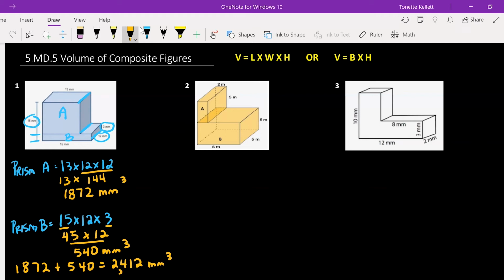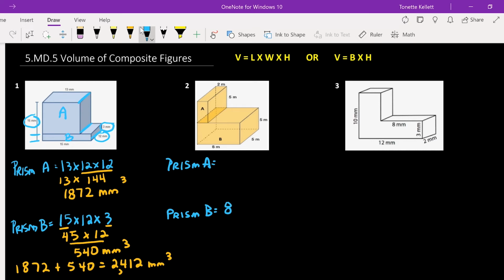All right, let's take a look at number 2, the second example. Again, it's already labeled the prism A and the prism B, so I'm going to write prism A. I'm going to write prism B. I'm going to look at the figure and see which of these figures has all of the dimensions, and it would be prism B. Let's start filling it in.